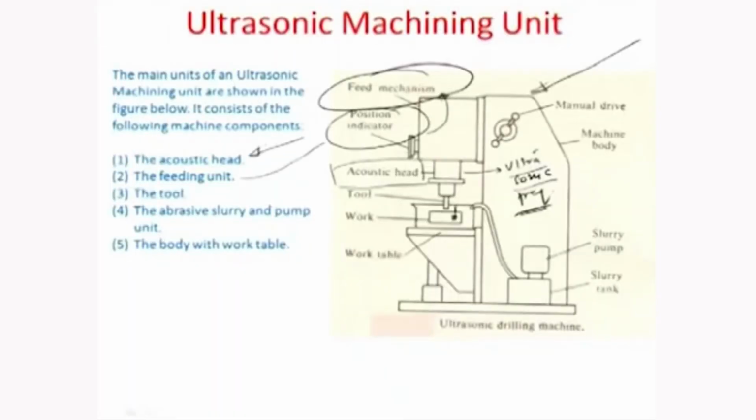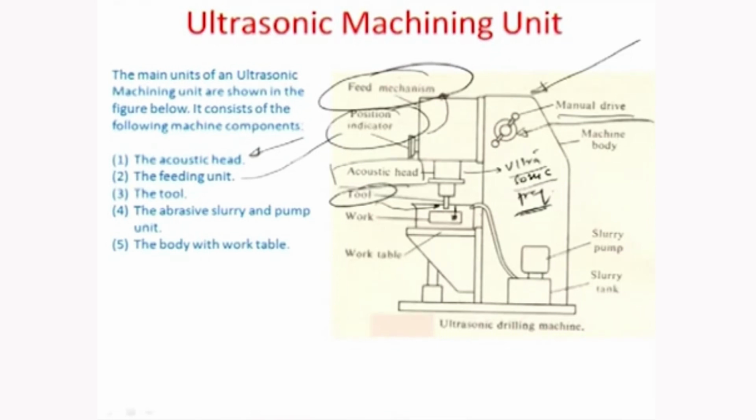Of course there is the feeding unit, which comprises the feed mechanism and the position indicator. There is also a manual drive to the system, so you can actually manually change the position of the tool with respect to the workpiece. This right here is the tool head, okay. So that is what needs frequent replacements, and this is the tool really positioning itself with respect to the particles, with respect to the workpiece.